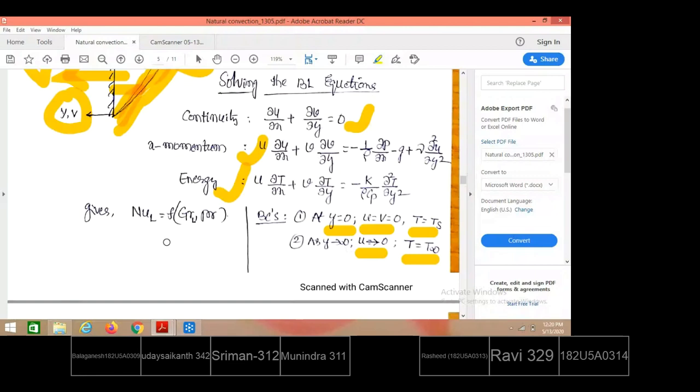Ultimately, we get the Nusselt number for natural convection as a function of two non-dimensional numbers. One is the Grashof number. So the Nusselt number for natural convection is a function of the Grashof number and the Prandtl number, whereas for forced convection, the Nusselt number is a function of the Reynolds number and the Prandtl number.